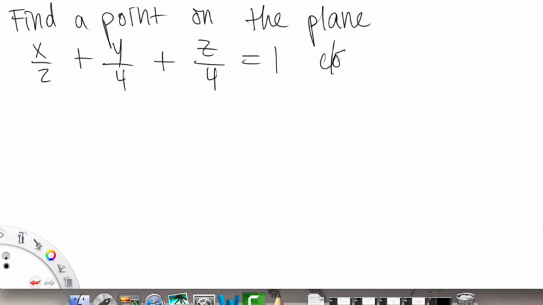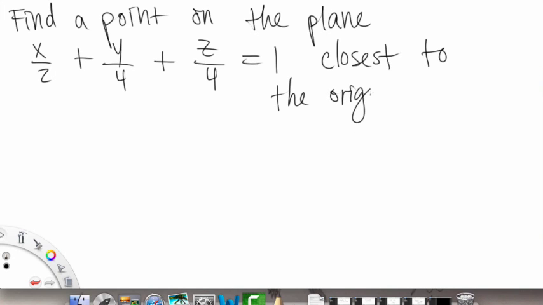Closest to the origin in R3. Okay, R3 meaning space in 3 dimensions. Okay, so let's see what we are doing.